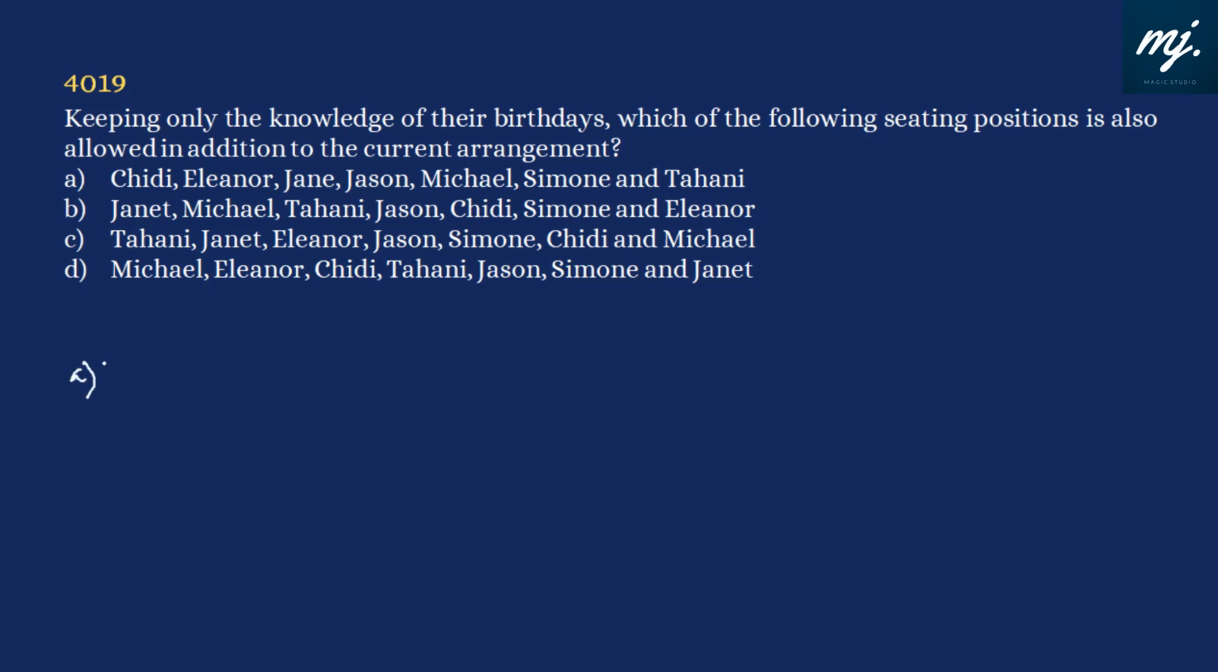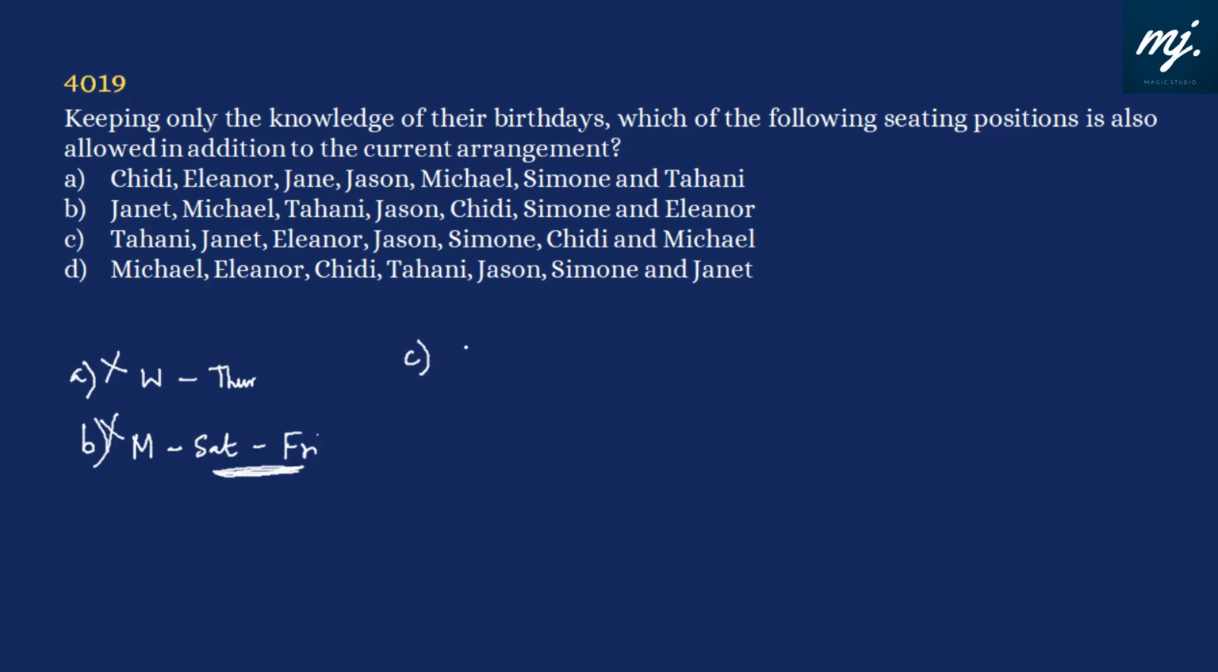So if we take option A, Chidi is Wednesday, Eleanor is born on Thursday, so straight away this particular option is not possible. Why? Because knowledge of birthday says that persons born on consecutive days cannot sit together. Now if we look at option B, Janet is Monday, then Michael is Saturday, Tahani is on Friday, out. Option B cannot be the pick because these two are born on consecutive days.